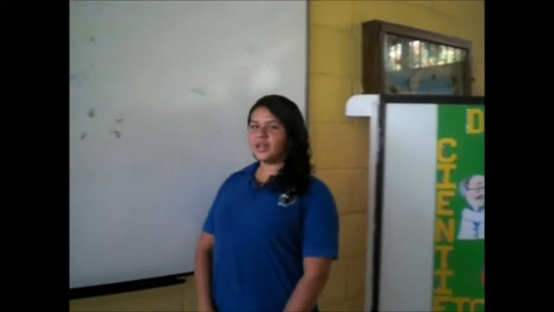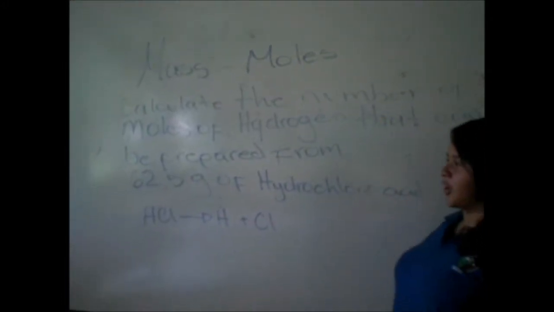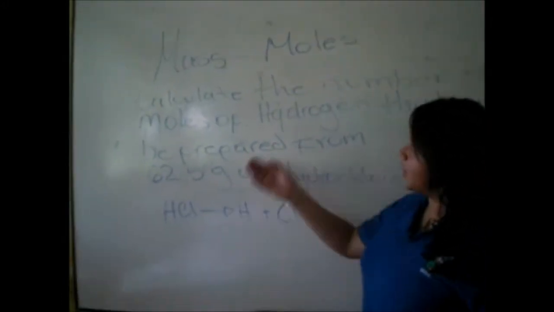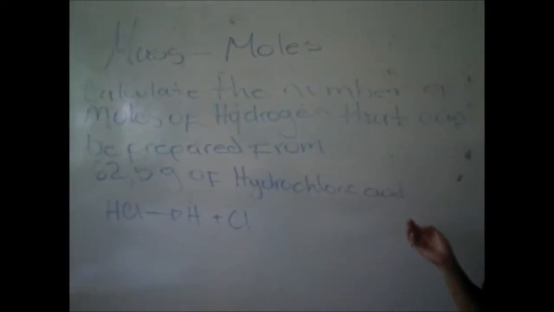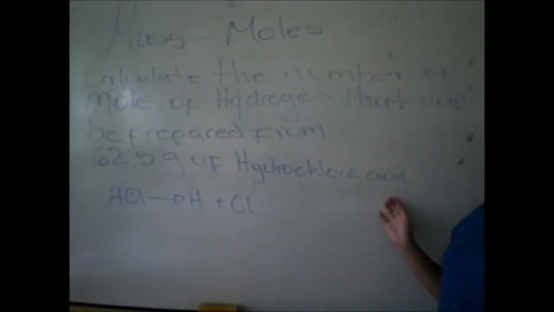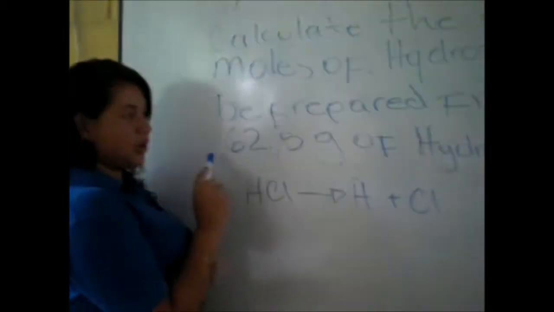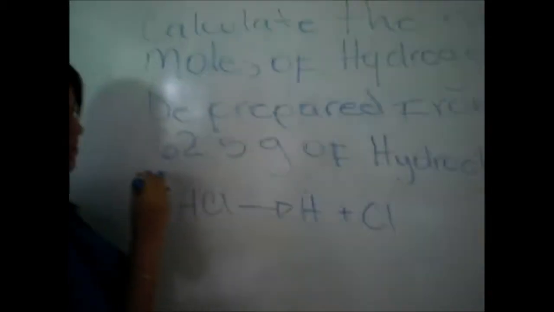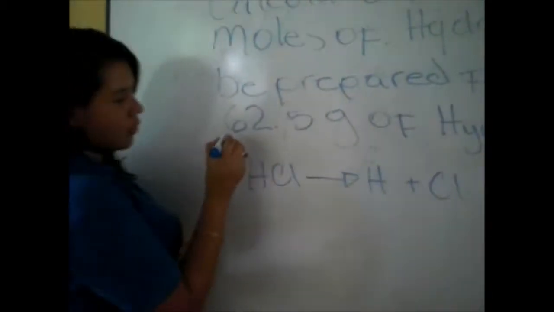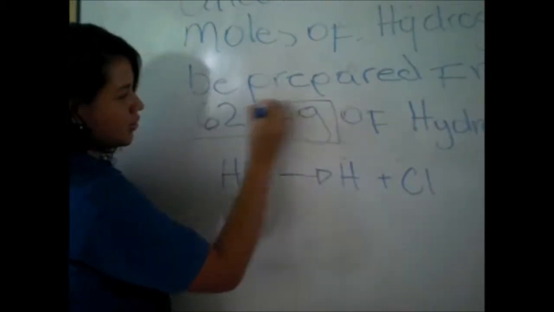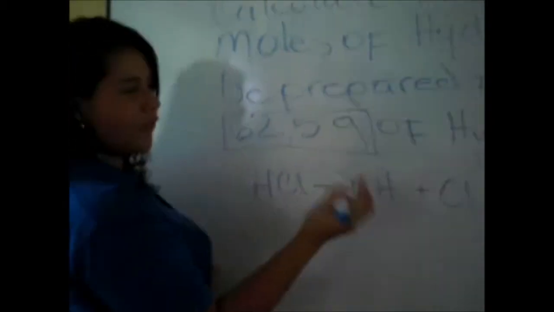And I'm here to explain to you about converting mass to moles. Sometimes your teacher can give you problems like: calculate the number of moles of hydrogen that can be prepared from 62.5 grams of hydrochloric acid. The first thing that you need to do is go into your problem and see what the problem is asking you to do. So you see that it's giving you 62.5 grams of hydrochloric acid.